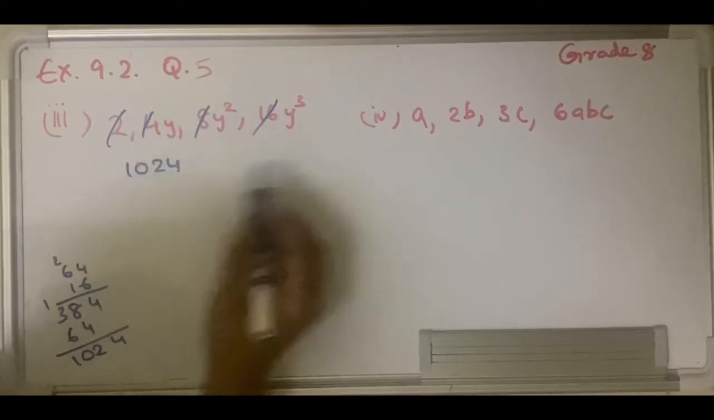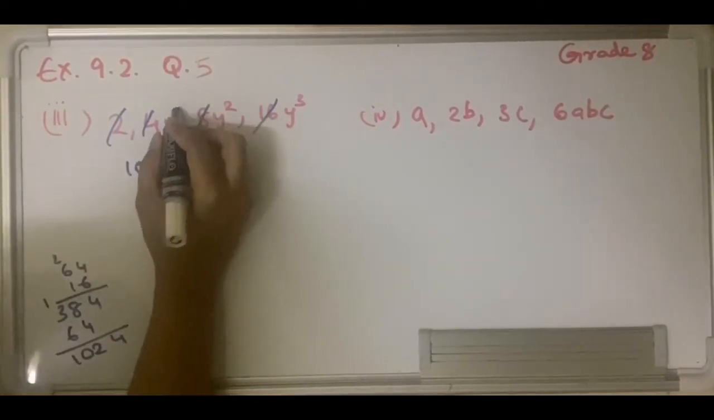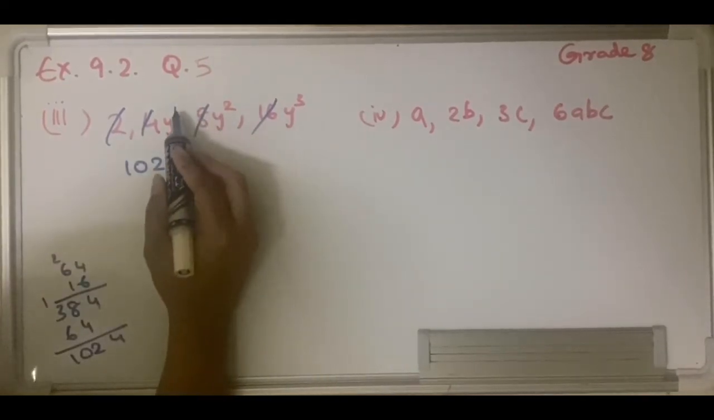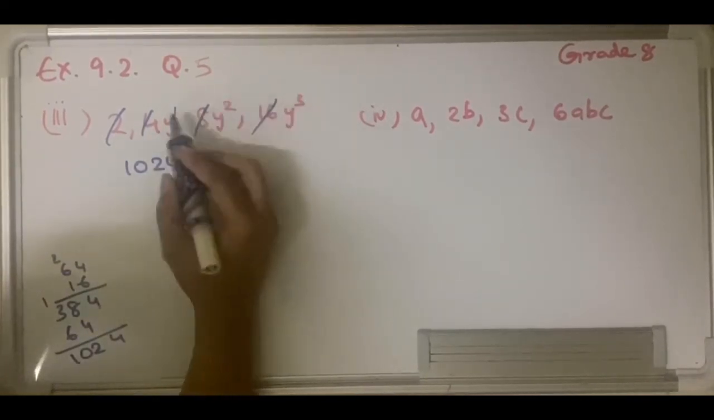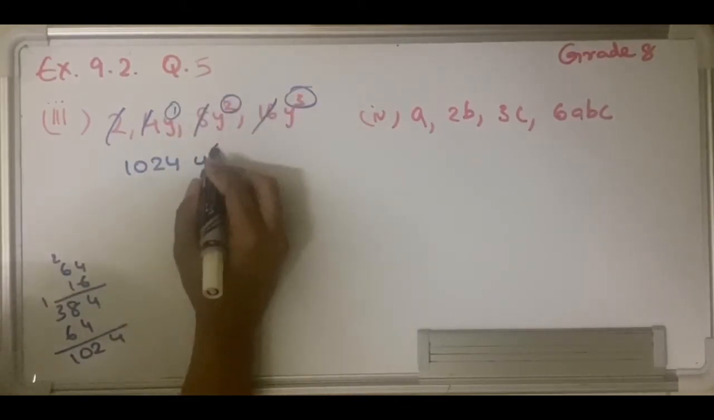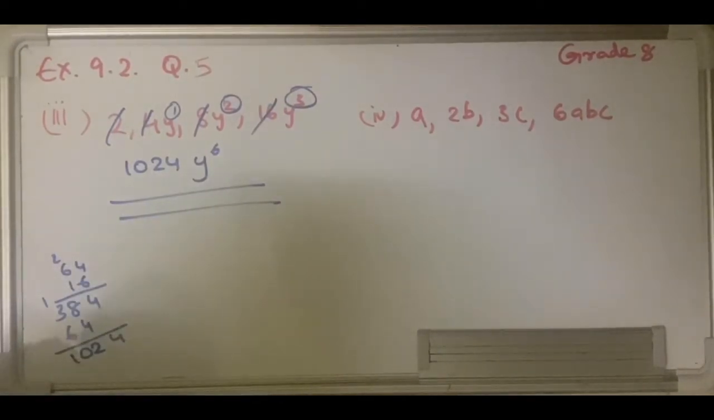Now I have all y, which made the calculation easier, and y raised to nothing means you put a 1 there. So I have y raised to 1, 2, 3. I add the exponents. So it will be 1 plus 2 plus 3, which would give me 6. So my answer would be 1024 y raised to 6. Clear?